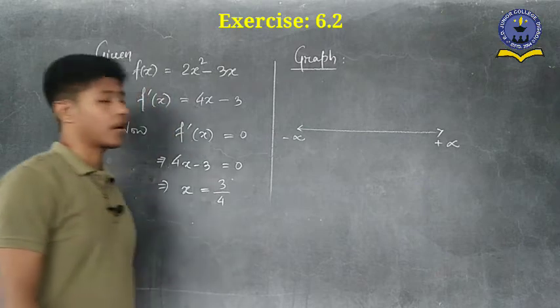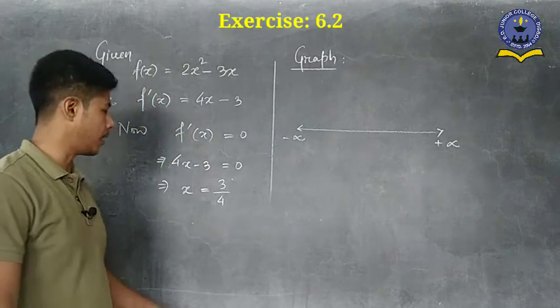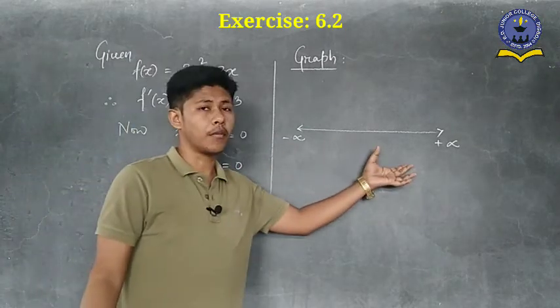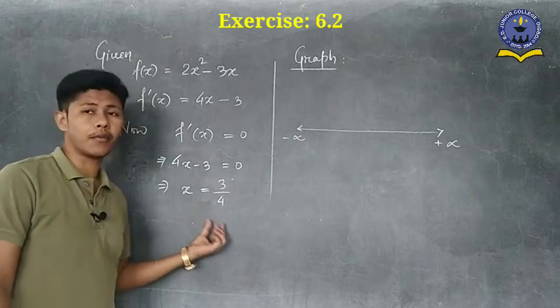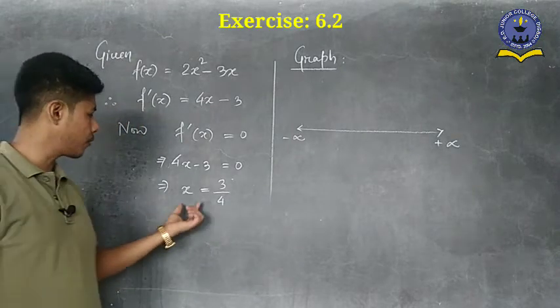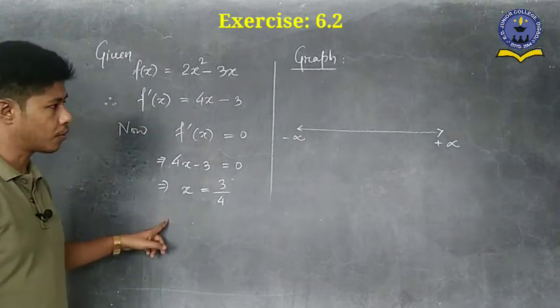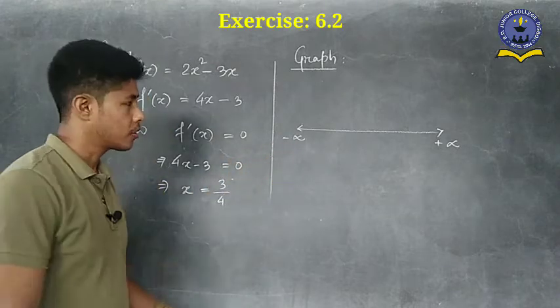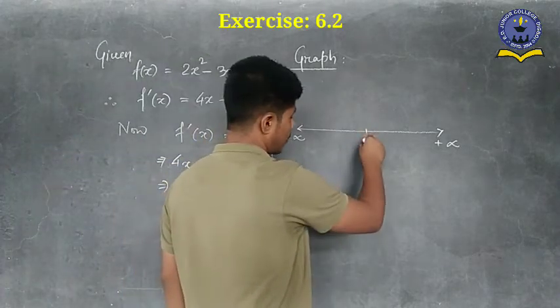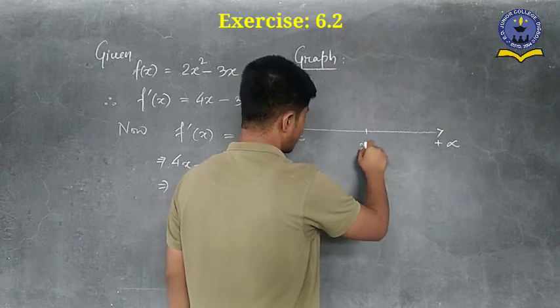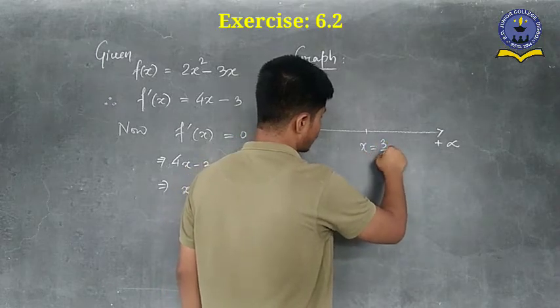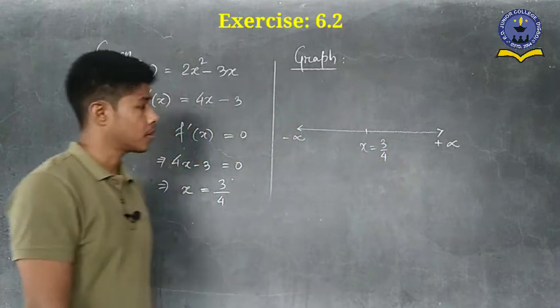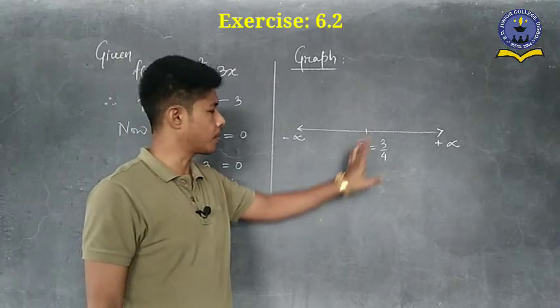So we have to draw a number line from minus infinity to plus infinity, and then under this number line we have to plot each and every point. So here x, how many values do we get? Only one value, so that's why we have to put this point here. So x equals how much here? x equals 3 by 4. This one we have to put. Is it clear? So the x value is 3 by 4, simply we have to put it here.